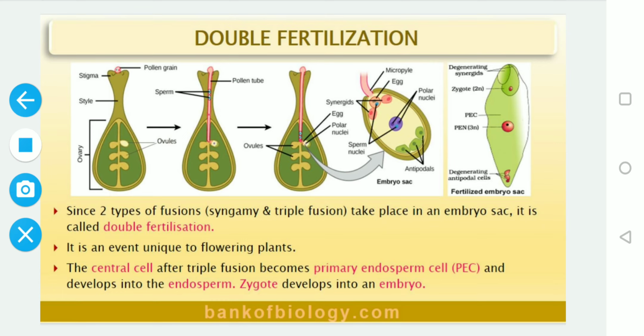Got it? Now the process will continue in the central cell after the triple fusion. What will happen? After the fusion in the central cell, that means triple fusion, it becomes PEC or PEN, as we can also say, that is primary endosperm cell, primary endosperm nucleus. And it develops into the endosperm. Endosperm means it is a nutritive tissue. And the zygote, what will happen? The fate of the zygote: the zygote further develops into an embryo.